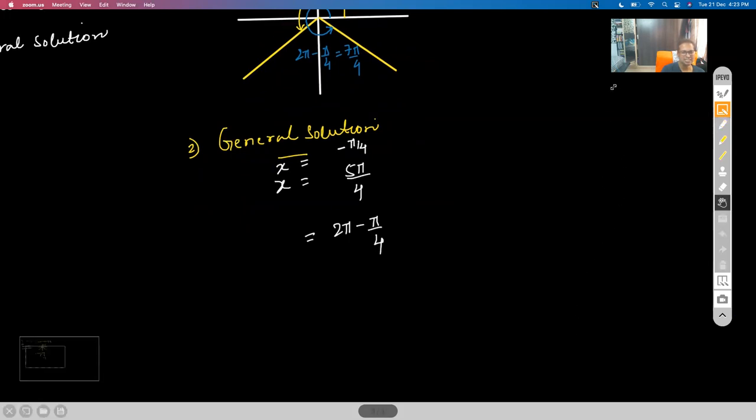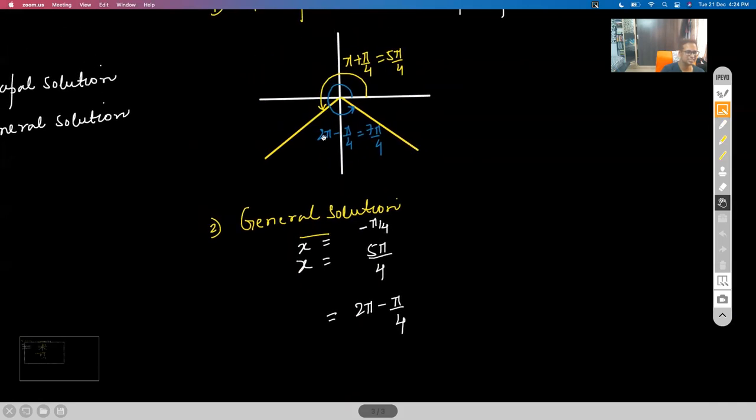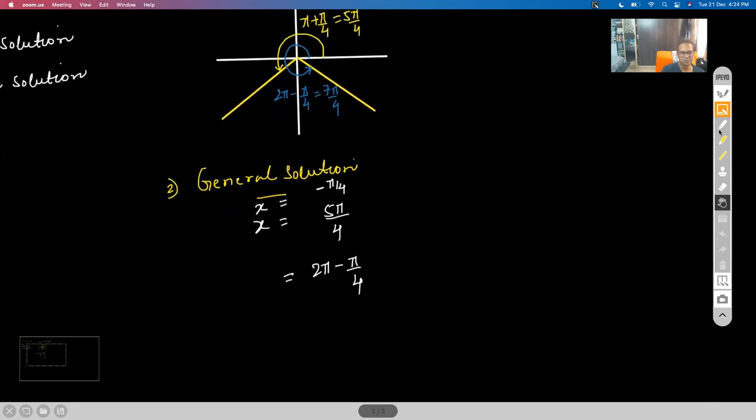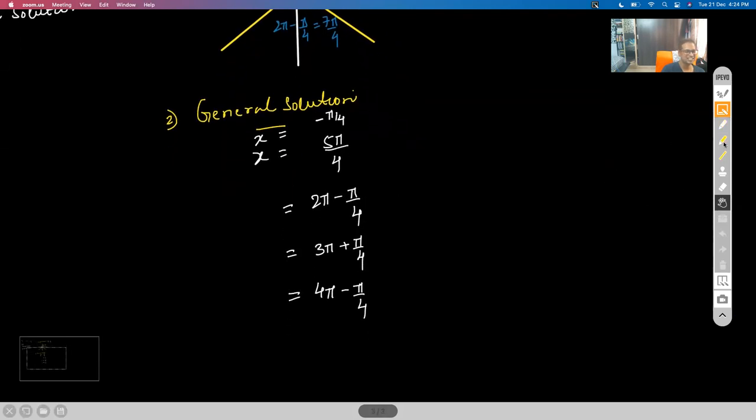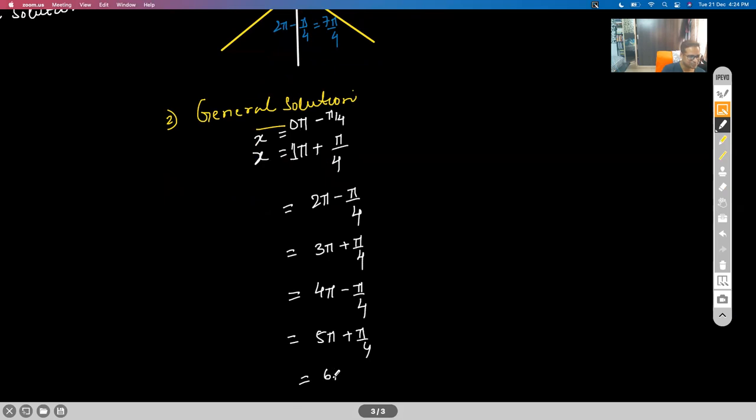Keep moving in such a way that you land up on these two lines. Next value. 3 pi plus pi by 4. Very good. Next value. 4 pi minus pi by 4. Absolutely, you're in the right direction. Keep moving. I wanted to write it initially itself, but now I can: 1 pi minus pi by 4, this is 0 pi minus pi by 4. Next one, yes, 5 pi plus pi by 4. Next, 6 pi minus pi by 4.